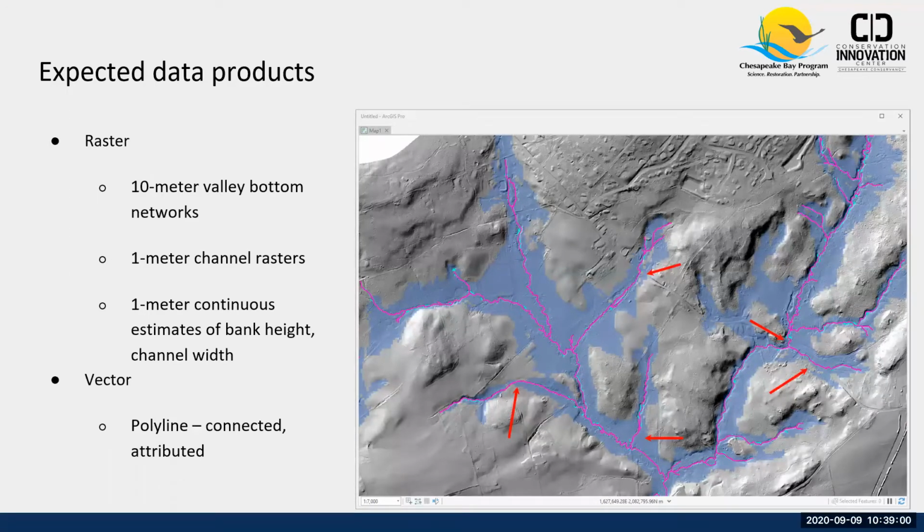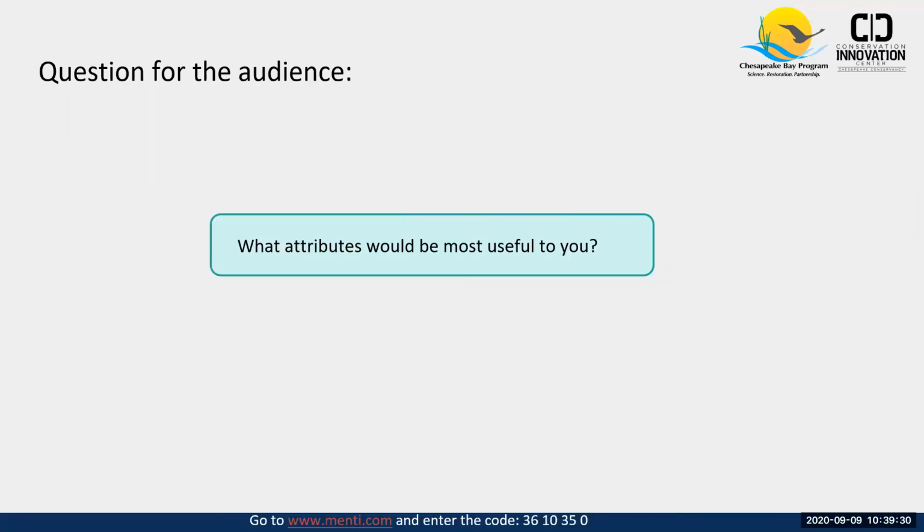So another product we'll provide is this connected polyline channel network. So you can see here the lines connect across those discontinuities. And this polyline network will be attributed. So we can summarize the bank height, and we can summarize channel width and stream order and so on along these reaches, as well as having those continuous raster estimates. So I think now we're going to go to a poll question.